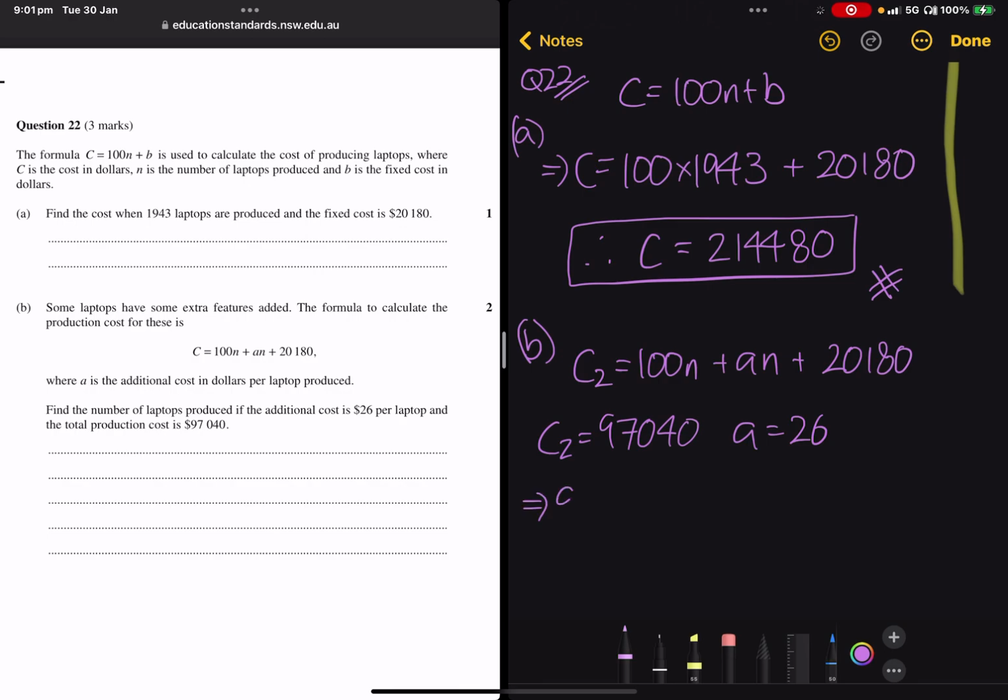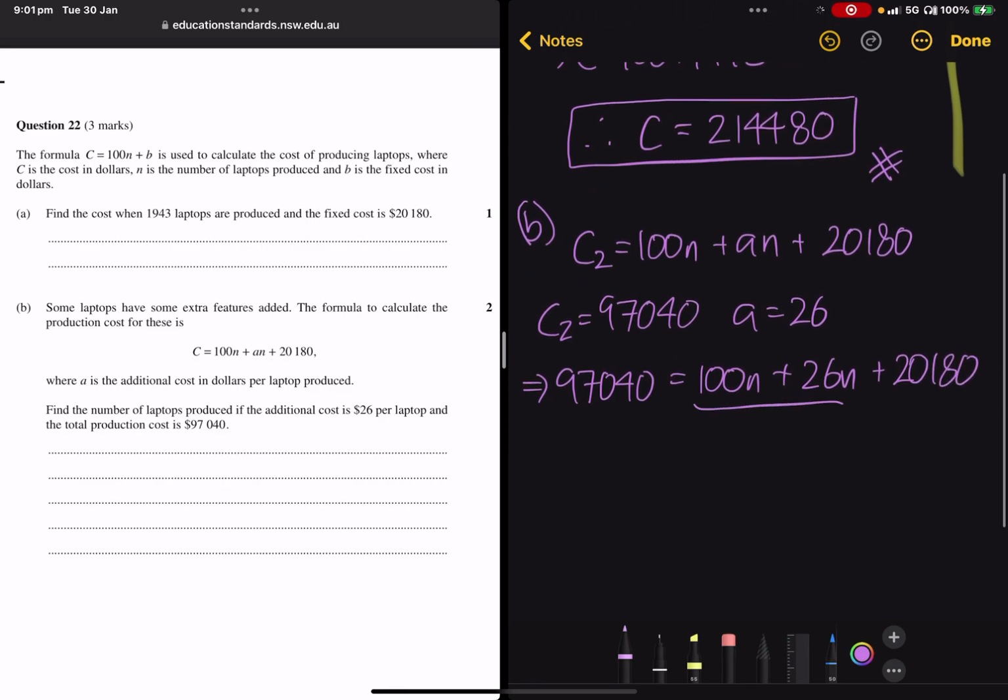So we can plug this in. 97,040 is 100 times N plus 26 times N plus 20,180. We have two like terms here. We can minus 20,180 from both sides. So this gives us 97,040 minus 20,180, which is 76,860, is equal to 100n plus 26n, that's 126n.